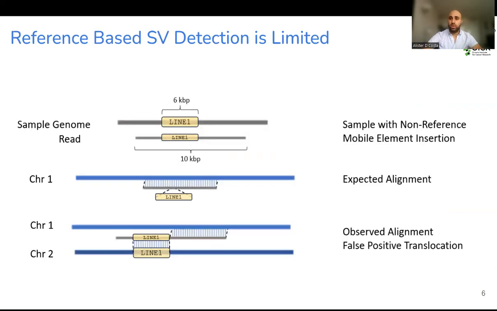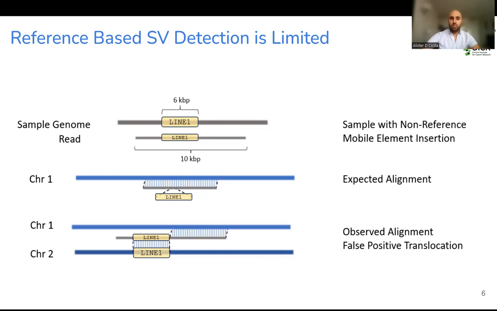Overall, reference-based structural variant detection works quite well, but it is limited, especially with samples that contain non-reference mobile element insertions, such as the LINE-1 element shown here. A sample contains a 6,000 base pair LINE-1 element, and we got a 10,000 base pair read taken from the sample. When we align this read to the reference GRCh38, we expect it to align end-to-end, and as the LINE-1 element present in the sample is not present in the reference, we expect to see an insertion in this alignment.